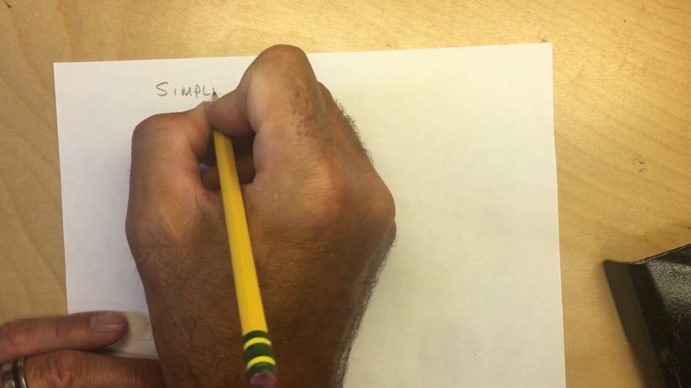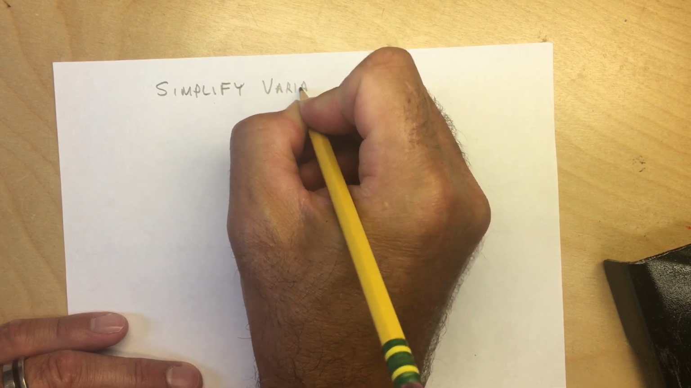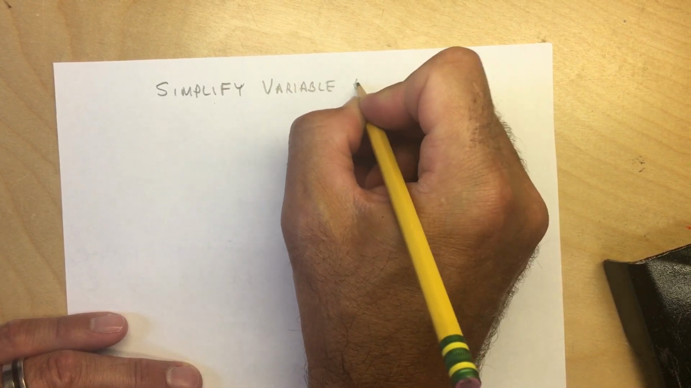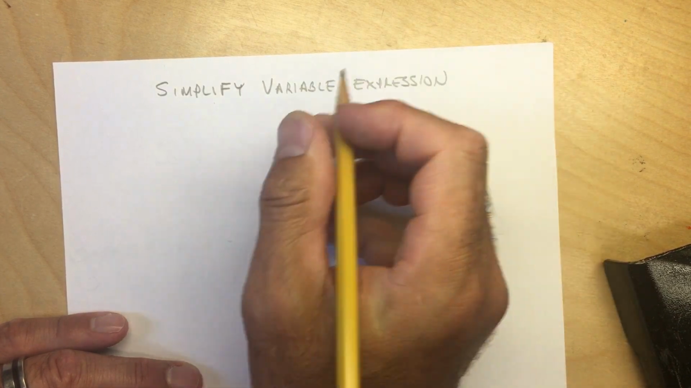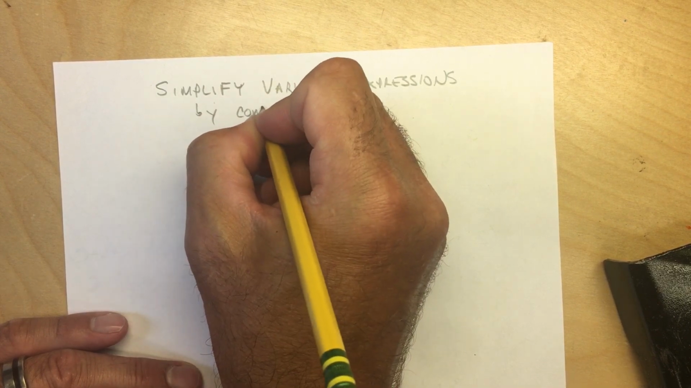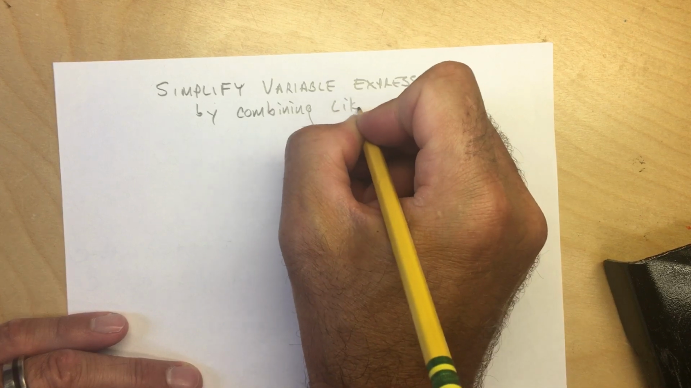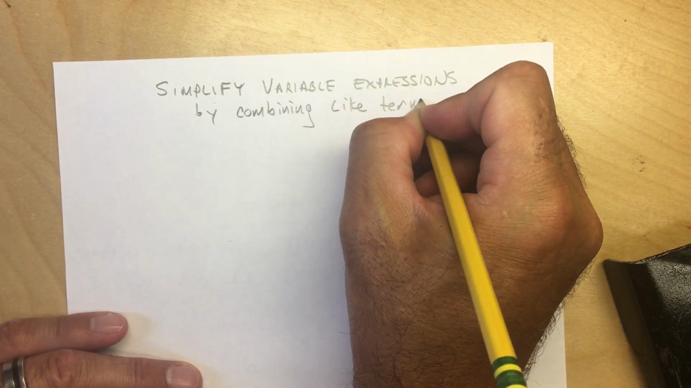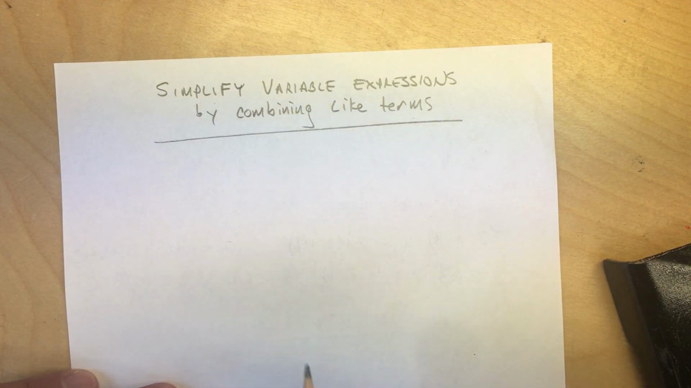Okay, so those are the properties that we are going to use to do the following. We are going to simplify variable expressions by combining like terms. Okay, so let me show you how this works.